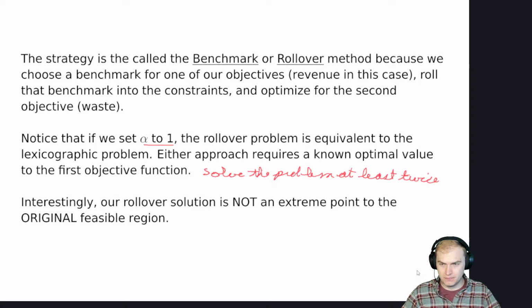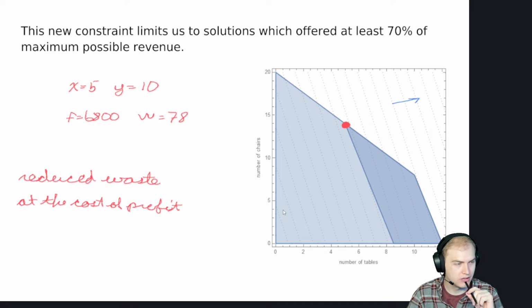So what I think is interesting is that our rollover solution is not an extreme point to the original feasible region. So if we look at that again, the original feasible region is the bigger region here. That red point is not an extreme point to it. It's extreme to its own smaller feasible region, its own rollover region, but not to the original region.